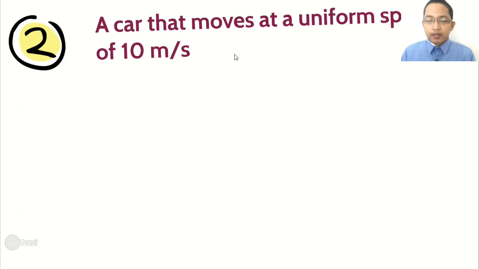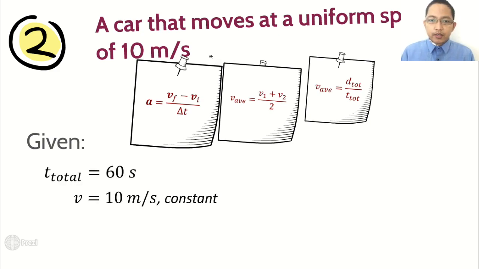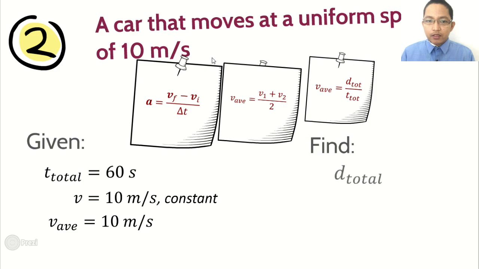Okay, let's compare this to the second one. Let's line up the kinematics equations here. Then list down the givens. Total time is still 60 seconds. It says speed is 10 meters per second constant. So that is also the average, right?